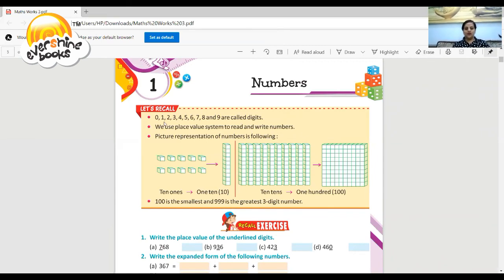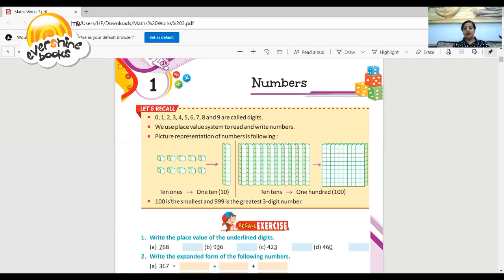Let's recall. 0, 1, 2, 3, 4, 5, 6, 7, 8 and 9 are called digits. We use place value system to read and write numbers. Okay? So the pictorial representation of a number is as follows. Here this represents 1. So 1, 2, 3, 4, 5, and again it is 5.